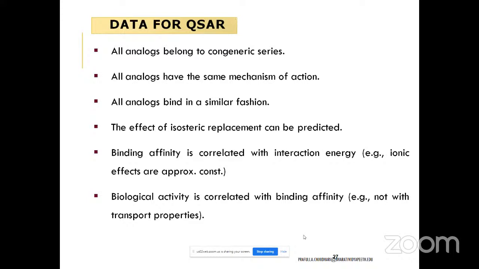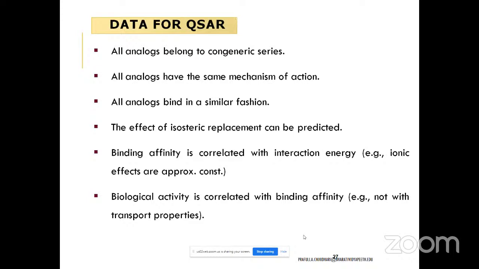So this is the first regulation, that all analogs should have the same mechanism of action. Means what, although they belong to a congeneric series, they should have the same mechanism of action. Means if we are going for an anti-hypertensive QSAR, we got molecules from the anti-hypertensive class, so we can't go for a single data set which has calcium channel blockers, beta blockers, ACE inhibitors, or certain other classes of molecules, because all these have different mechanisms of action.